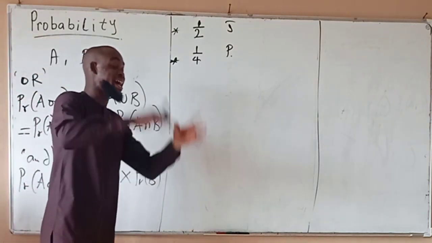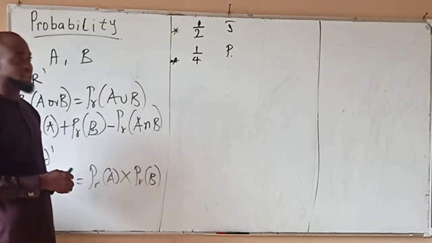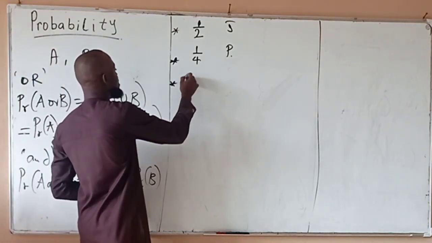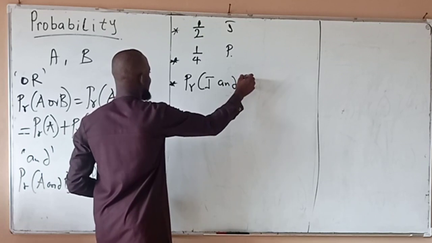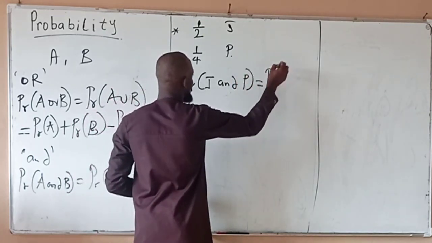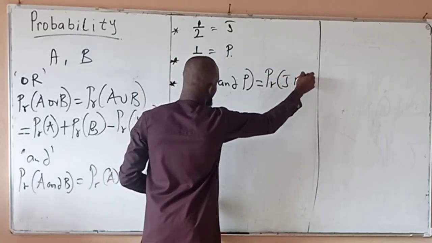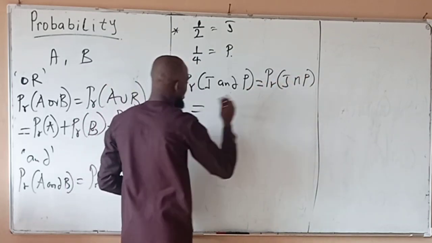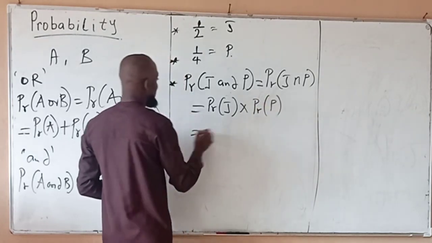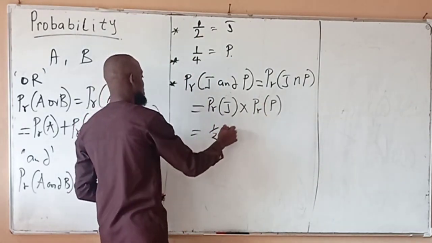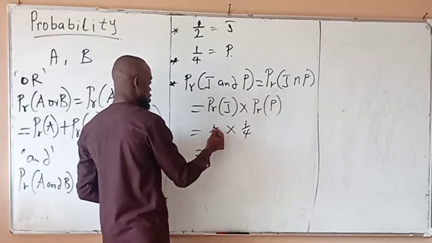Also calculate the probability of John and Peter attending the class. Solution: the probability of John and Peter attending the class will be the probability of John times the probability of Peter. The probability of John attending the class is 1/2, times the probability of Peter attending the class, 1/4.